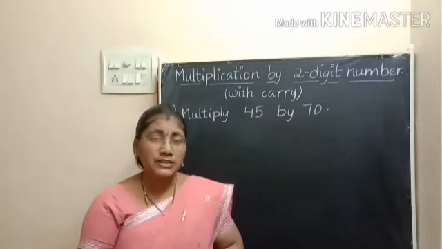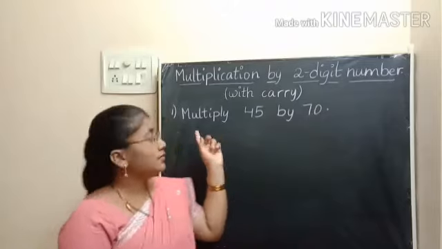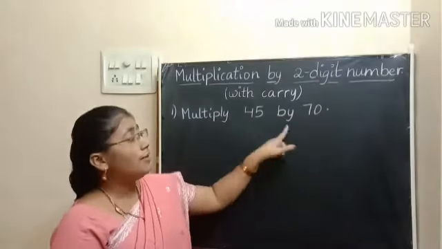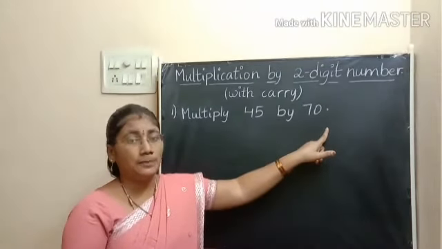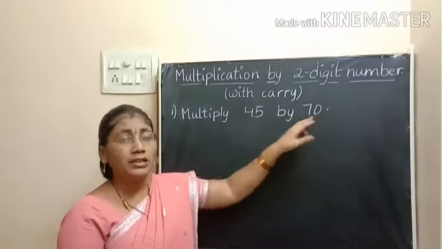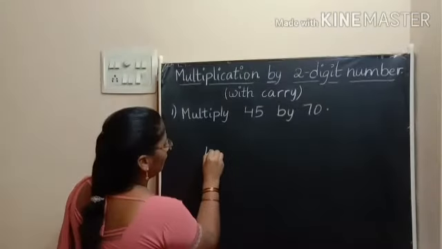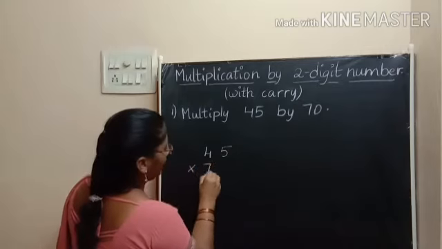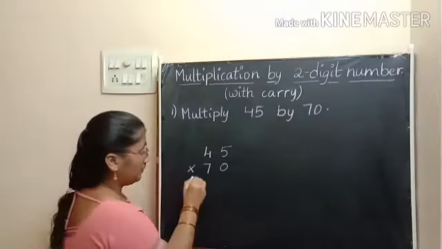Multiplication by a 2-digit number with carry. Now, I am taking this example. Multiply 45 by 70. Here 45 is the multiplicand, 70 is the multiplier. Let us write these two. 45 into 70.